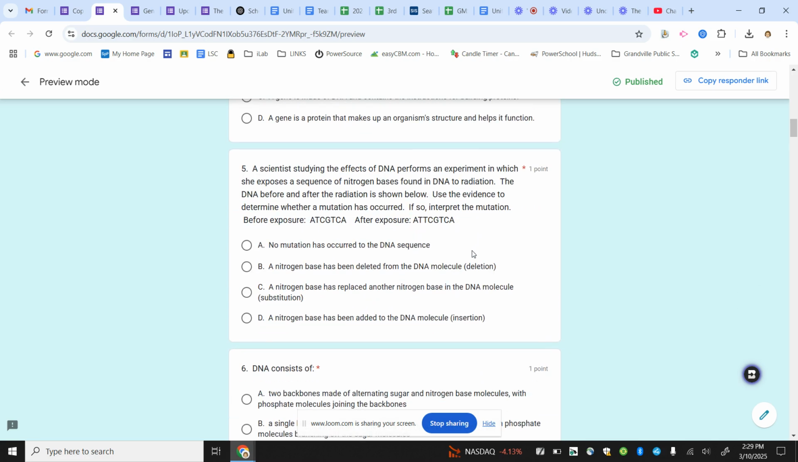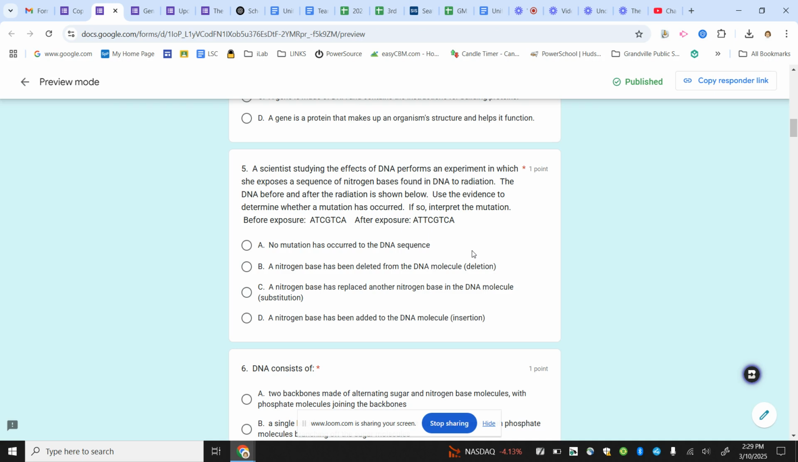Number 5, a scientist studying the effects of DNA performs an experiment in which he exposes a sequence of nitrogen bases found in DNA to radiation. The DNA before and after the radiation is shown below. Use the evidence to determine whether a mutation has occurred. If so, interpret the mutation. Before the exposure, A, T, C, G, T, C, A. After exposure, A, T, T, C, G, T, C, A.